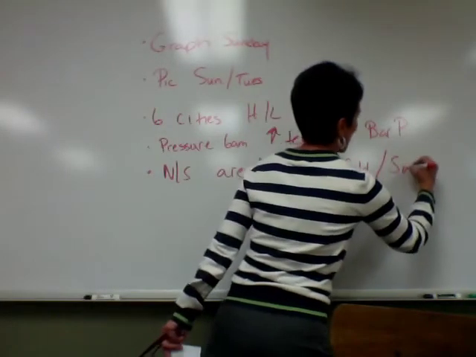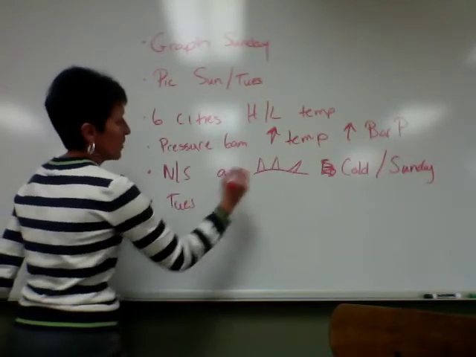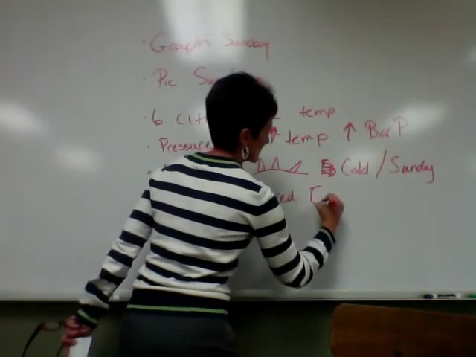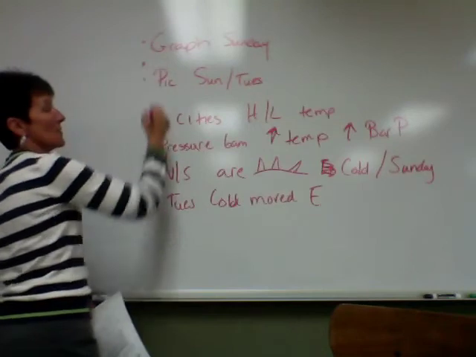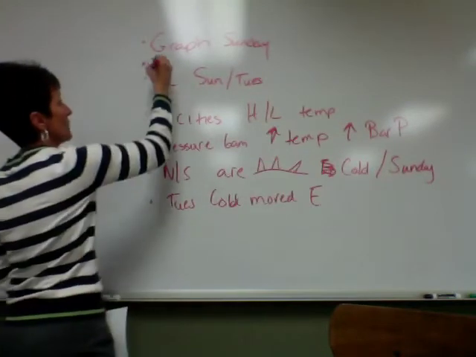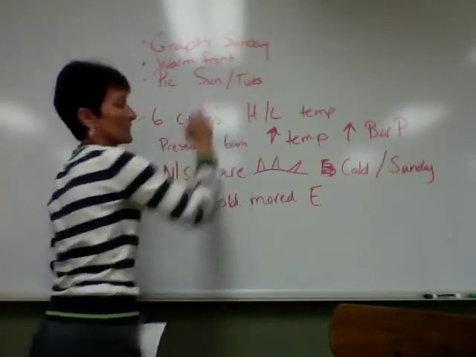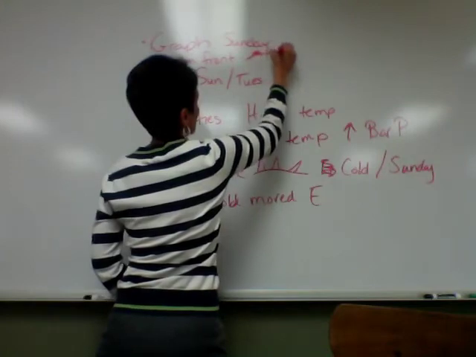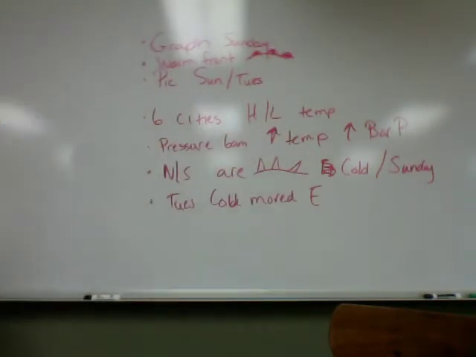So this is on Sunday, and on Tuesday, both of those cold fronts moved east. Also on this graph, you should notice on the maps that we have a warm front going like this to the north of our cold fronts.